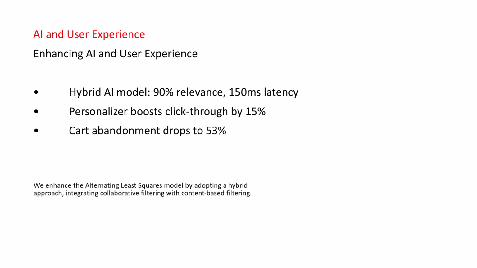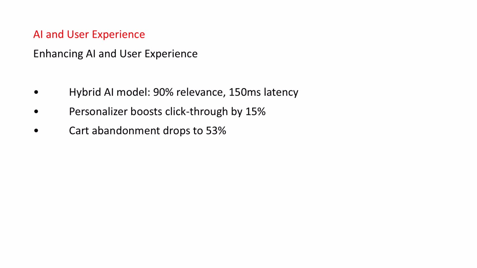In December 2025, we focus on enhancing the AI recommendation system and user experience to further reduce Zoran Trend Retail's 60% cart abandonment rate. In Application Insights, the data reveals that 10% of users abandon carts due to irrelevant recommendations during promotional events, such as Valentine's Day sales. We enhance the alternating least squares model by adopting a hybrid approach, integrating collaborative filtering with content-based filtering.